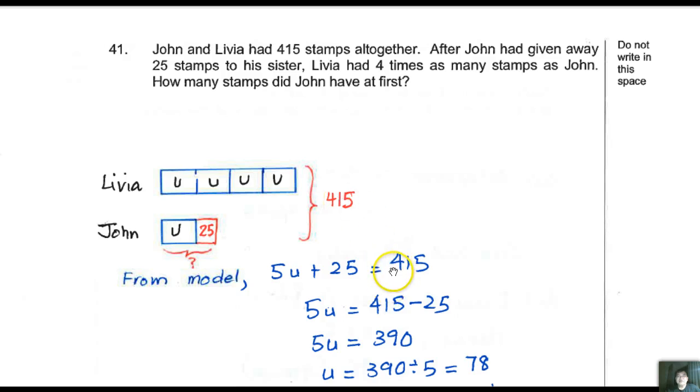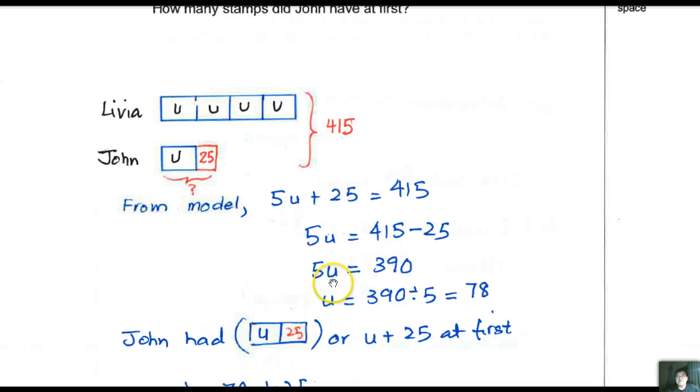Okay, this is the original 415. Now take away 25 from this. It means if I minus this 25, the 5u here will not be 415. The 5u will be 415 also takes away 25. Can you see? Here I take away 25. On my right hand side, I will take away 25 too, so that I can equate them. 5u is now 390.